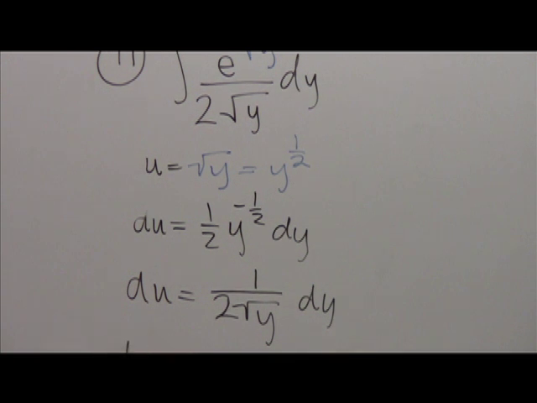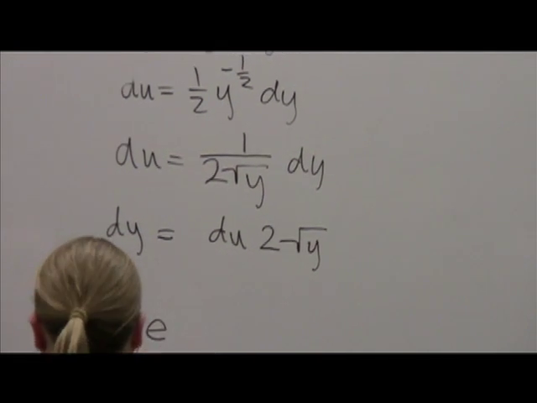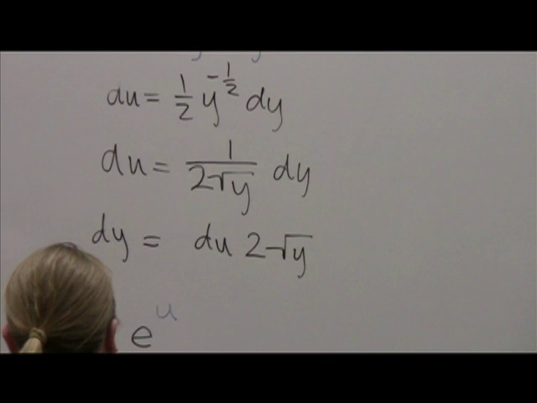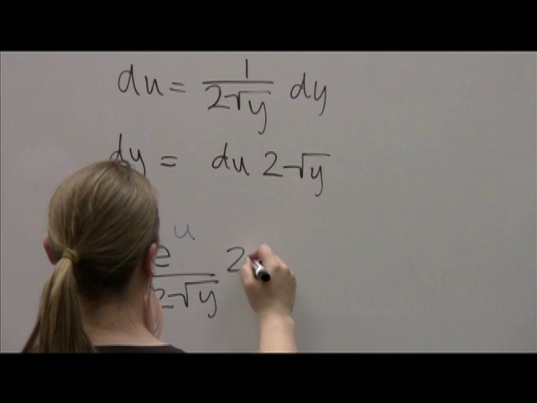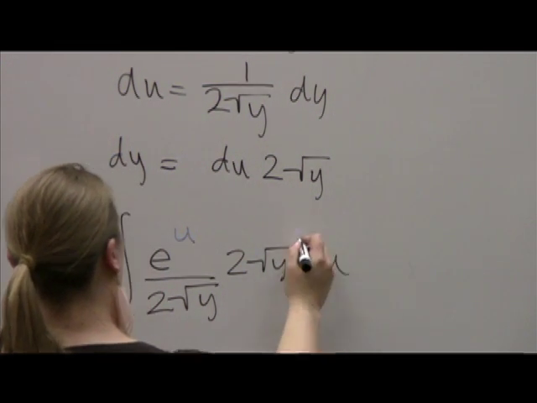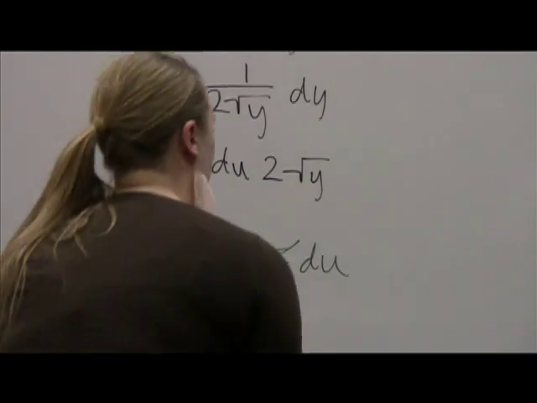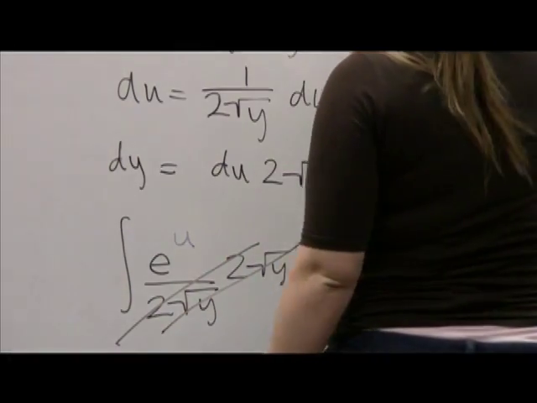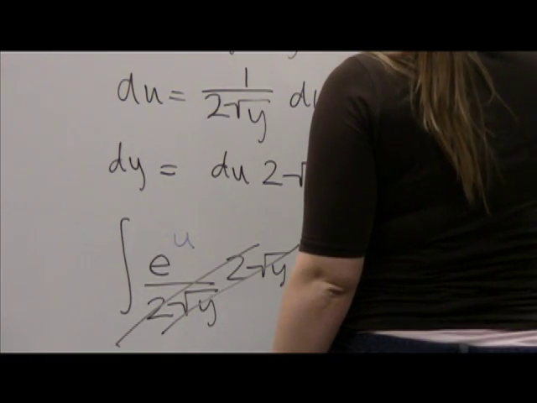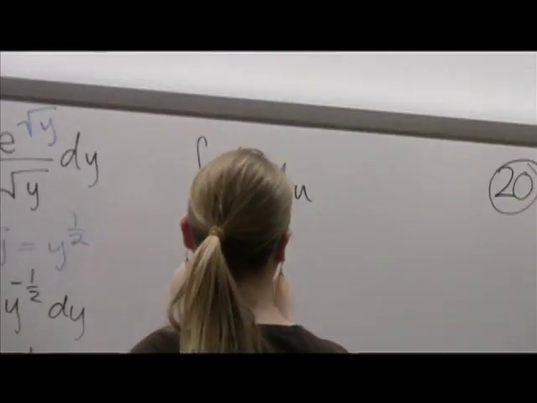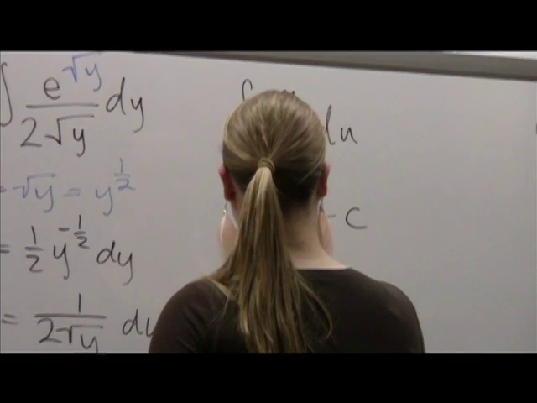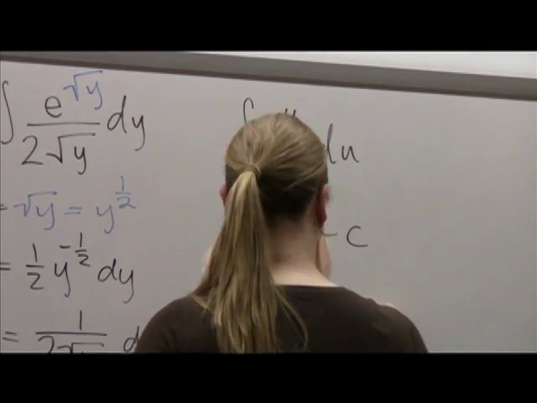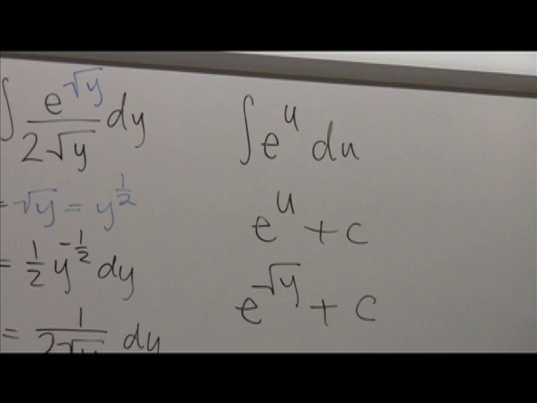So if I put this back up there, I have the integral of e to the u over 2 square root y, times 2 square root y du. Notice that these cancel out, leaving me just the integral of e to the u du, which is just e to the u plus c, which is e to the square root of y plus c. Booyah, you just got 5% on your test.